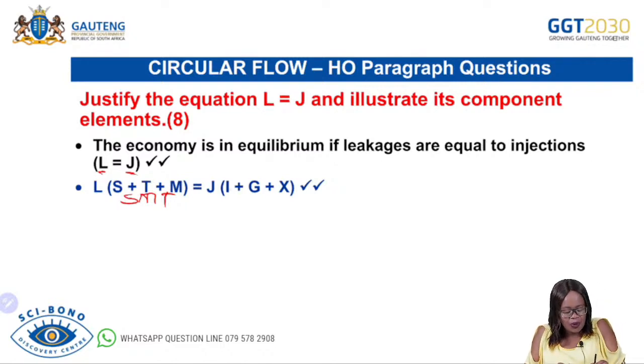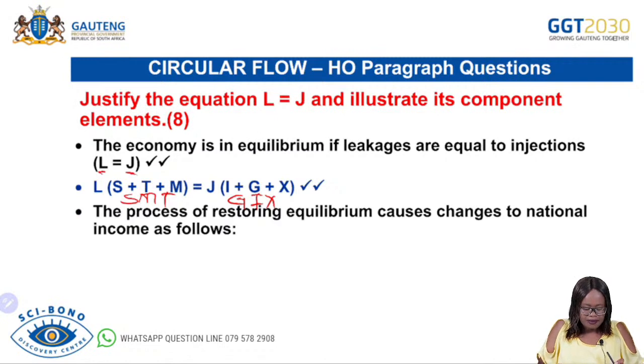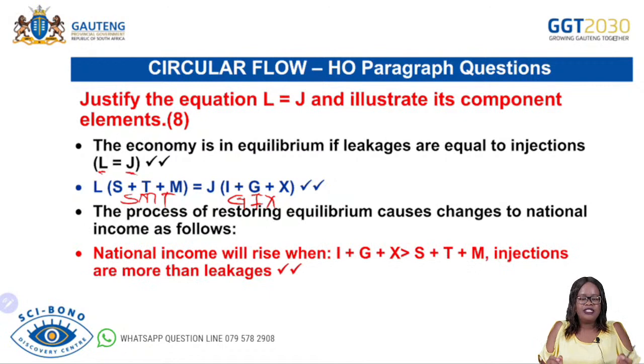And then with regards to the injections, I usually call them the GIGs, as I indicated before. It means that the sum of our savings plus our imports plus our taxation needs to be equal to the sum of our government expenditure plus our investment as well as our exports. Therefore, we also say that the process of restoring equilibrium causes changes to national income as follows.